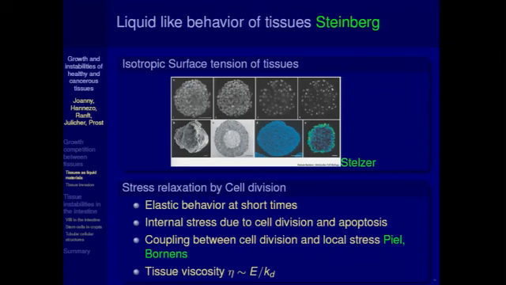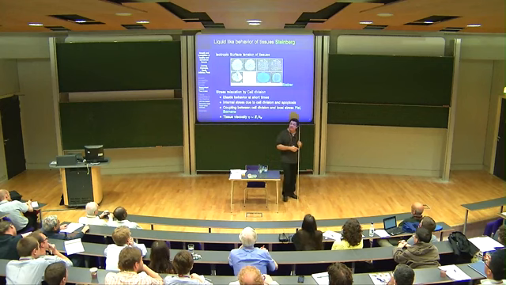Now, there's an experimental fact that you have to keep in mind, which is that if a cell is under stress, the axis of cell division is related to the axis of the stress.